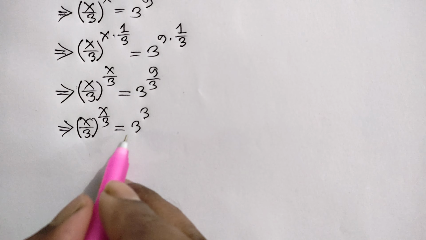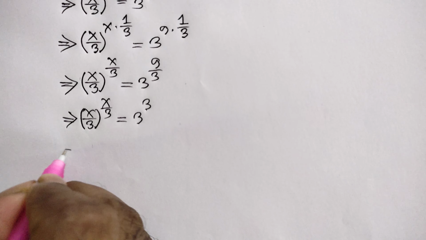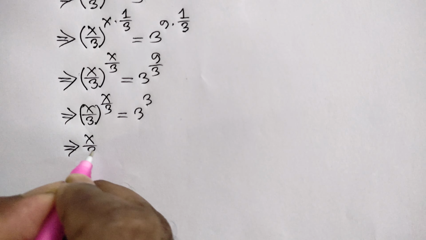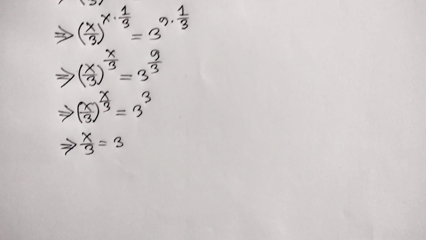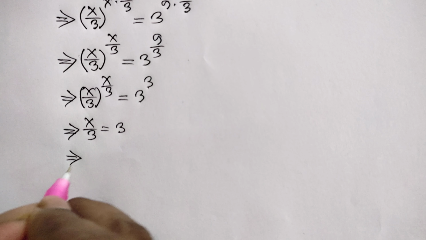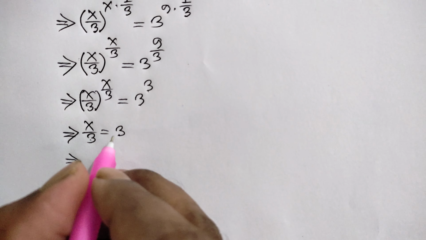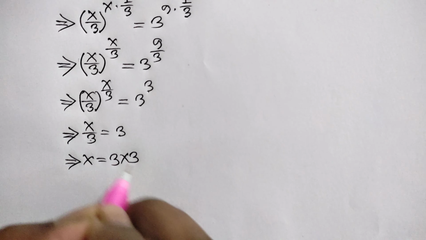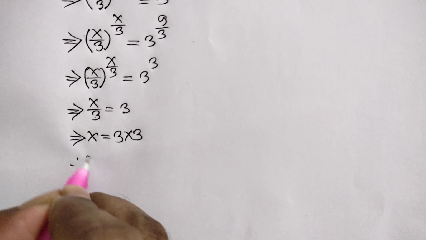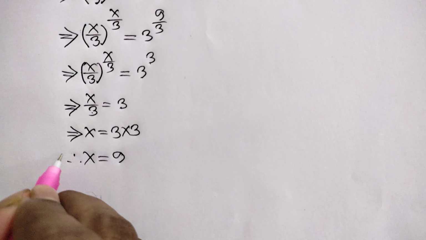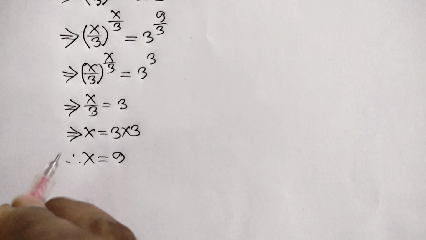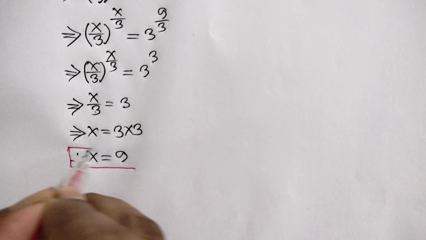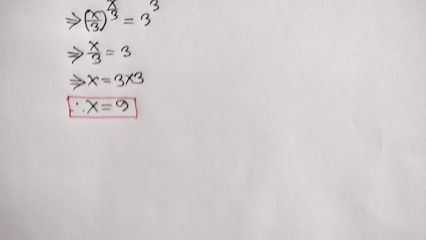Now comparing here, we can write x over 3 is equal to 3, now this 3 is multiplied across, so we can write x is equal to 3 times 3. So finally the value of x is equal to 9, and it is our final answer. Now check.